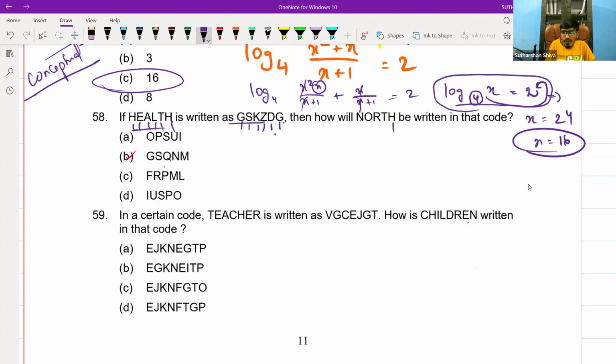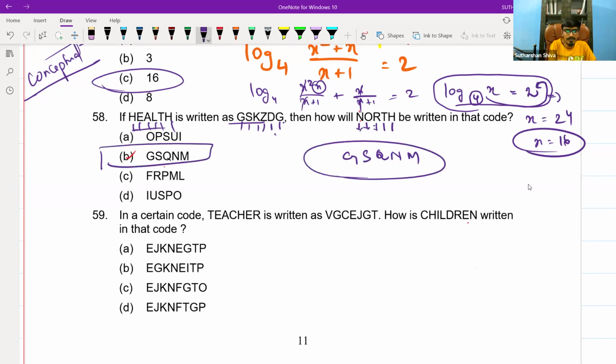So if it is H, the last letter should be G. Sorry, the first letter should be G. If it is T, the next letter is going to be S. If it is R, the letter before is going to be Q. If it is O, the letter before is N. If it is N, the last letter is going to be M. So option B is your answer.